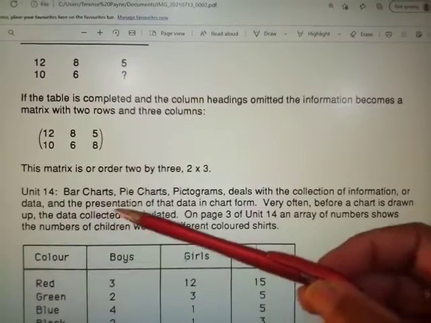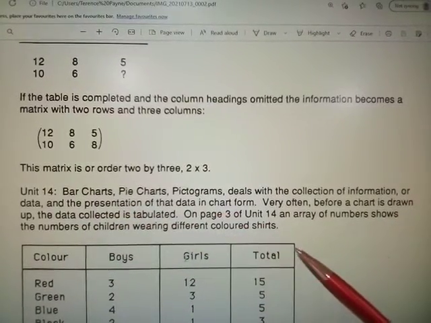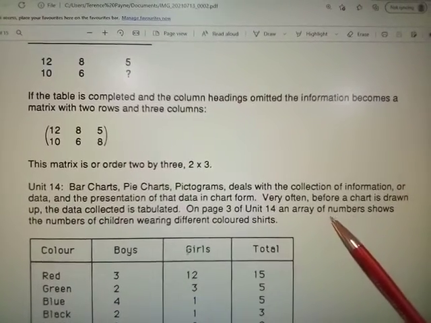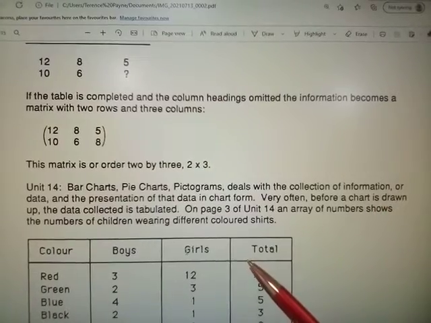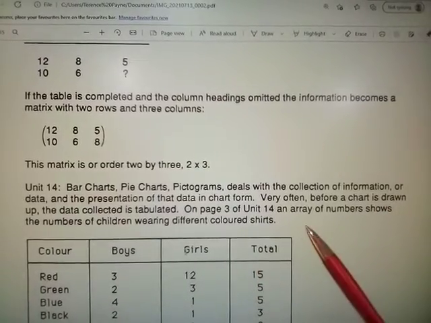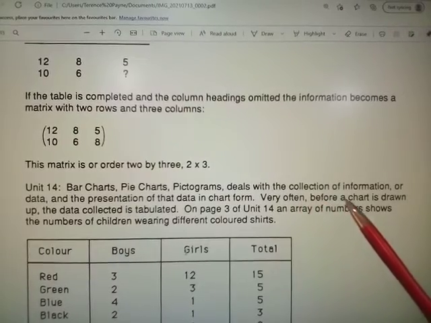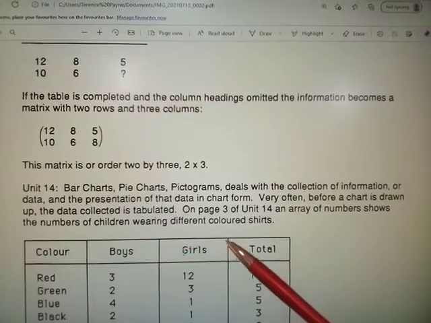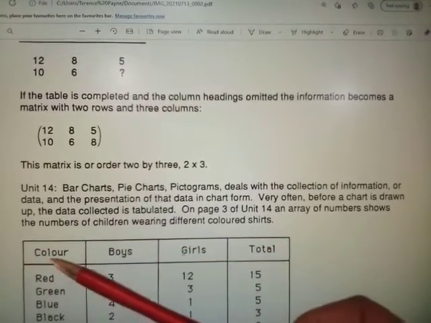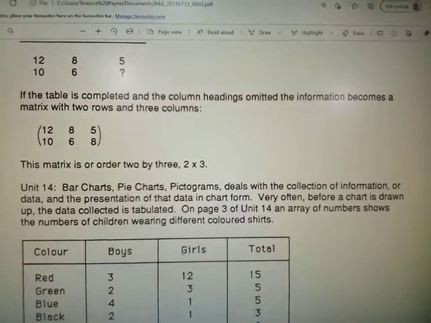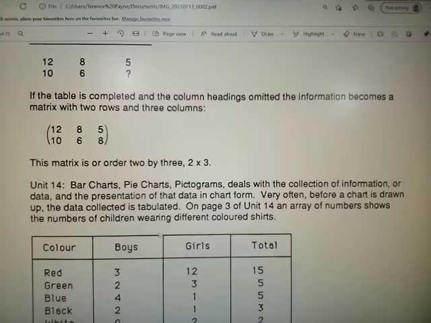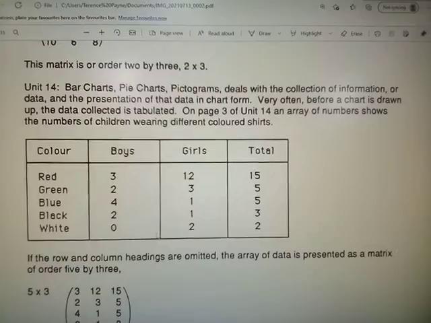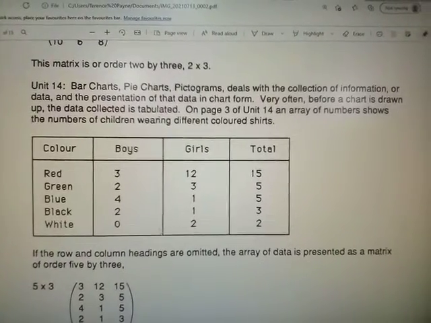Now, if we were to consider bar charts, pie charts, pictograms, which deal with the collection of information, and you should all be familiar with these anyway, or data and the presentation of that data in chart form. Very often, before a chart is drawn, the data collected is tabulated. On page 3 of Unit 14, an array of numbers shows the number of children wearing different colored shirts. So we're going to tabulate the different colored shirts to give us an idea as to how we can put our information into the form of a matrix.